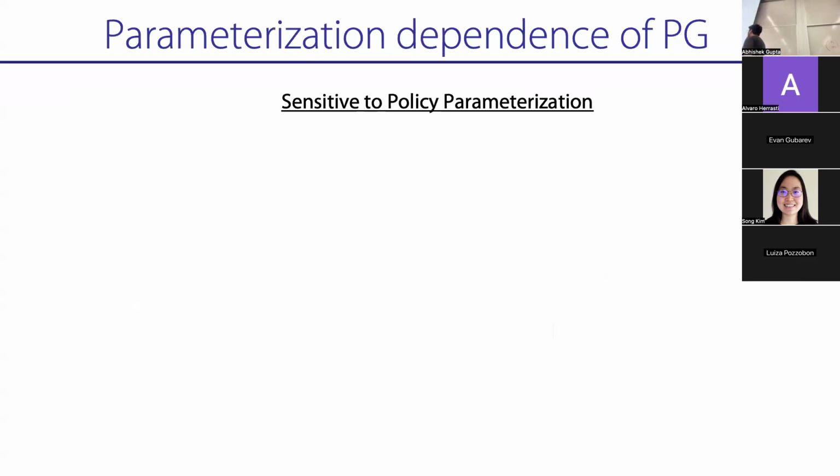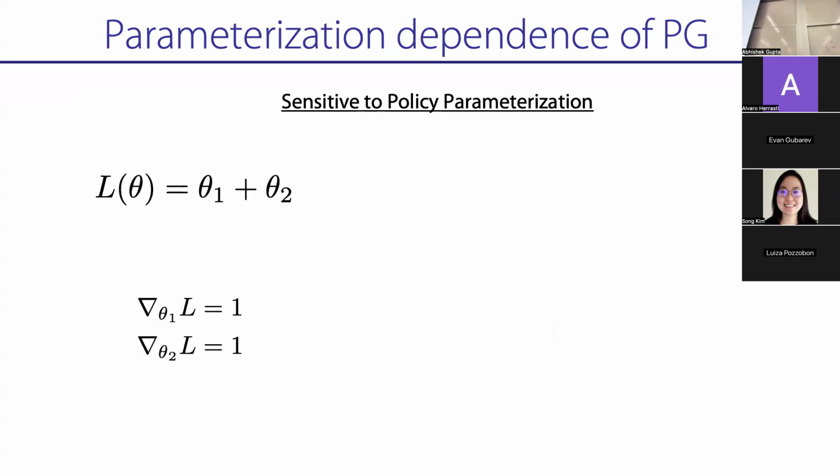So let's take a closer look at what I mean by that. Let's consider this function, L(θ), which is θ_1 plus θ_2. If you take the gradient of this function with respect to θ_1, it's 1.